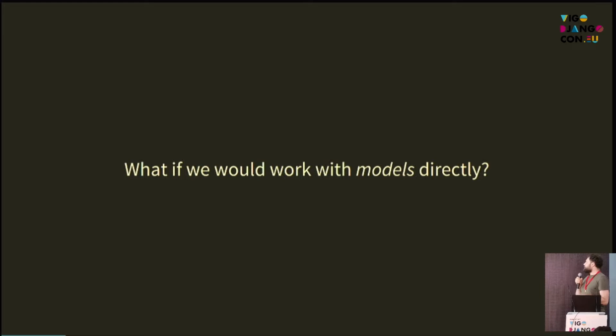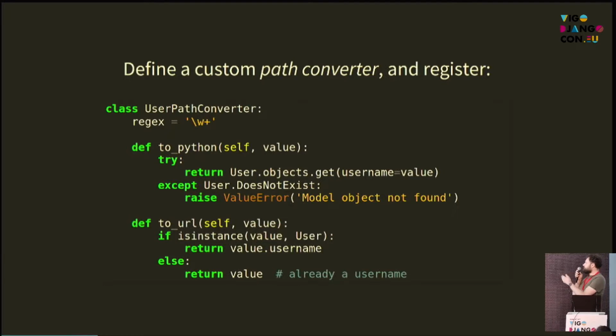So my idea was, what if we would work with the models directly? That would mean that we write a path converter as the one here. The regex is just a sequence of word characters. Then you have the two Python methods, which is essential: to_python basically looks up the user with that username, and if there is no such username, it raises a ValueError. That will come up later why that's useful. Then to_url does the opposite. It takes a value, which is usually a user, and takes its username as part of the path. In case it's not a user, we will for now assume that it is a username already, so that no conversion is needed.